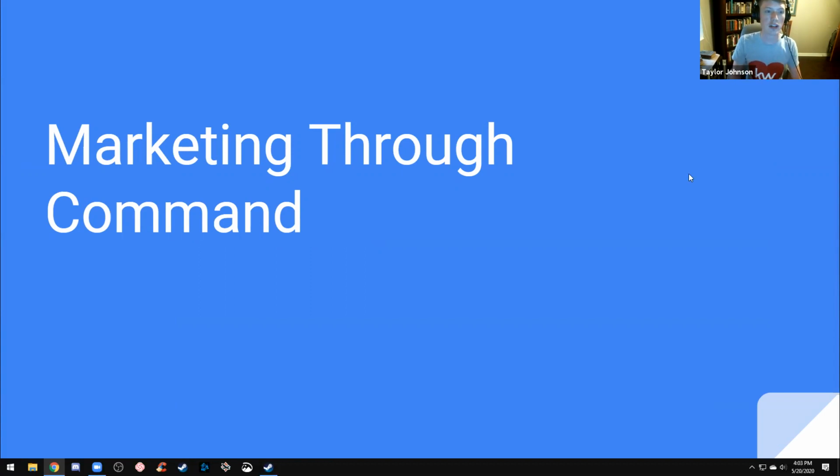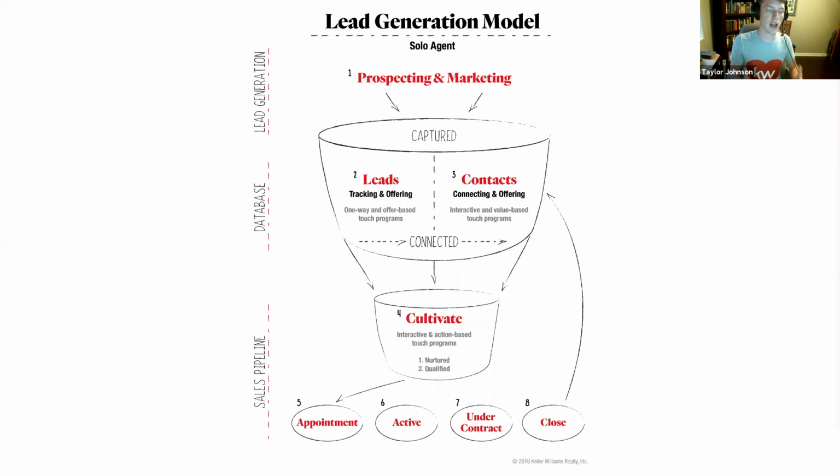And this is all tying into the first part of what's called the lead generation model. This is provided by the early drafts of the Millionaire Real Estate Agent 2. They went ahead and started releasing some of the new systems and models. You can see here a figure of what the lead generation model looks like, more specifically for solo agents, but teams and groups can also apply this as well. Basically, everything's split up into three different sections: you've got your lead generation, your database, and your sales pipeline, all right?